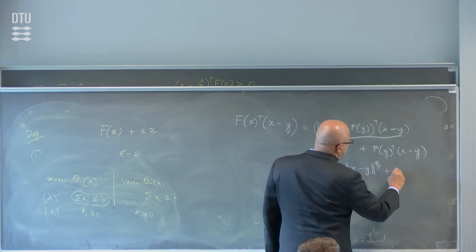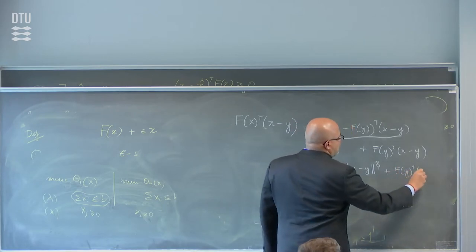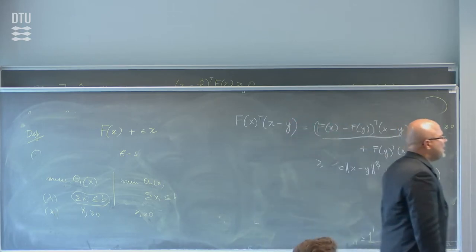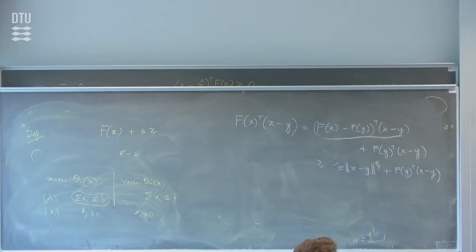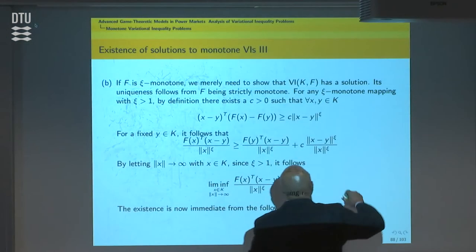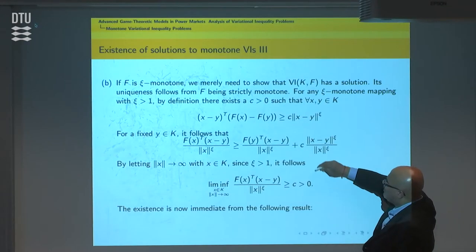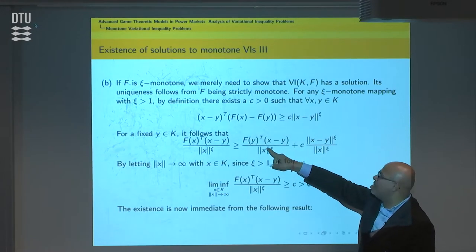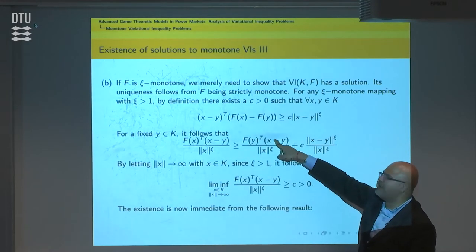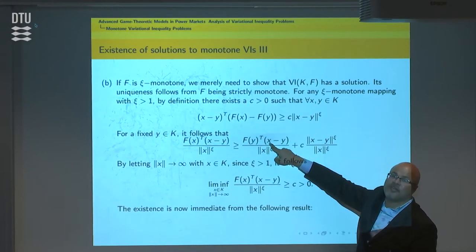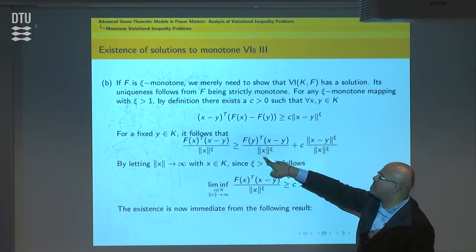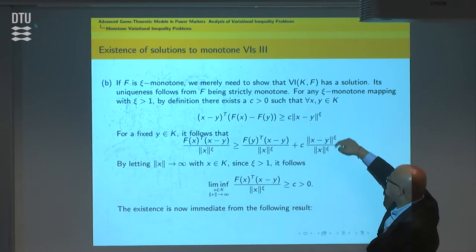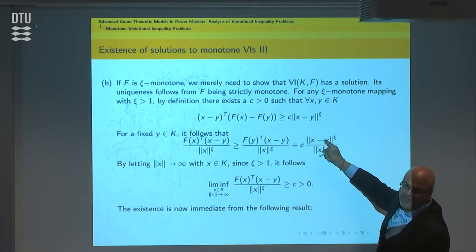Okay, plus fy transpose x minus y. Now what happens is that I take x to infinity. If I take x to infinity, I'm dividing by x minus. Now, what happens to this one? If x goes to infinity and psi is bigger than 1, this is going to infinity at a faster rate than this, because this is going to infinity at what rate? At a linear rate. This is going to infinity at a faster rate. So, what do you think this is tending to? 0. Similarly, this is tending to 1.